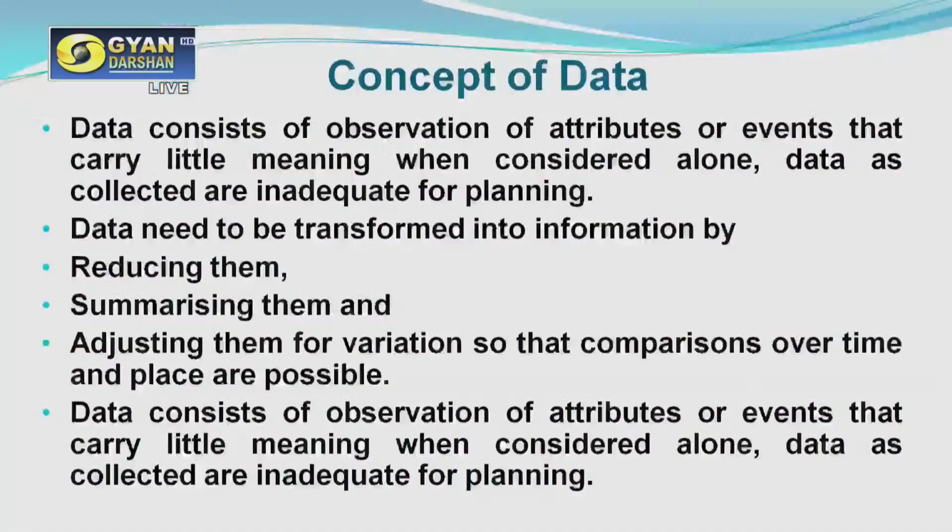How do we transform the data into information? By reducing it, by summarizing, and by adjusting them for the variations, so that comparison over time and place is possible. As the data consists of observations of attributes or events that carry little meaning when considered alone, data as collected are inadequate for planning. It has to be reduced, summarized, and adjusted, and then only will this data be in the form of information.